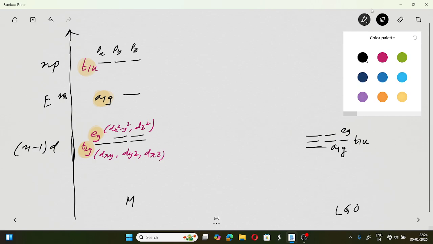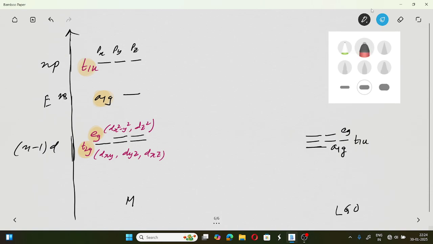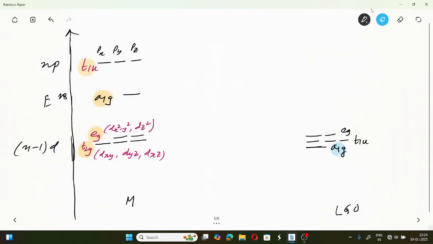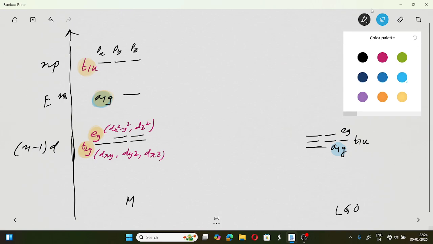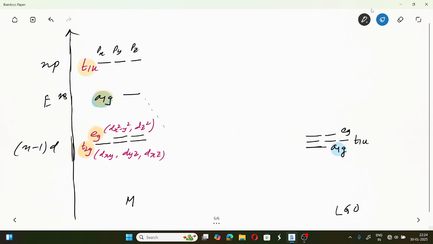Now we have to combine these orbitals. Combine which with which? See, A1G will combine with A1G. This one, of course. A1G will combine with A1G. So these two will combine and they will form a bonding molecular orbital and an anti-bonding molecular orbital.